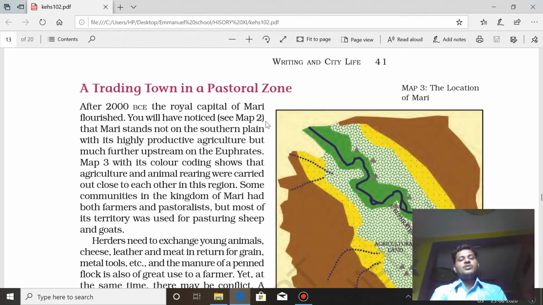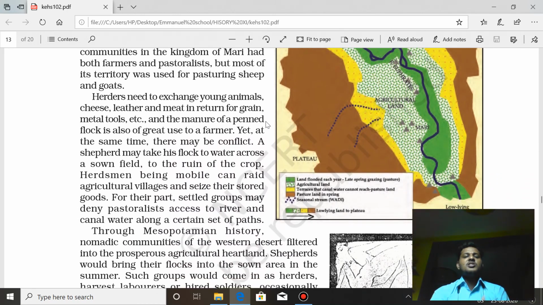Mari had a lot of farmers as well as pastoralists, but the majority of them were pastoralists. Pastoralists and farmers used to exchange produce between them. The pastoralists were on the west side and the farmers on the eastern side. But even then there were a lot of conflicts, because pastoralists are always mobile, always on the move, taking their animals along with them. So they tended to raid the settled agricultural communities, which caused the agricultural community to deny the pastoralists access to the river and all that.